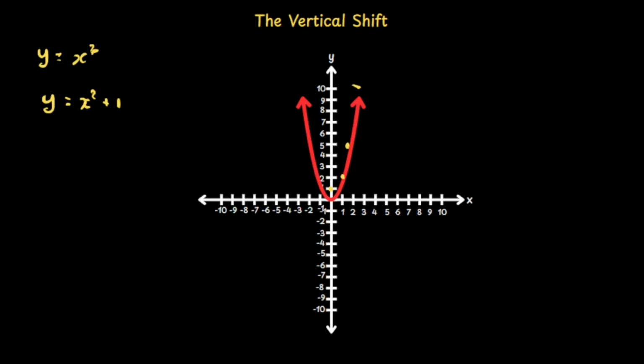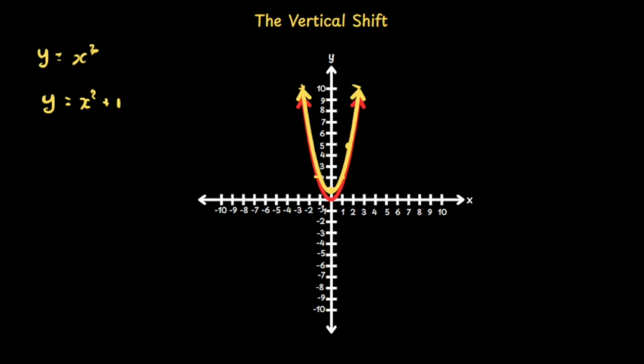Negative 1 squared is 1, 1 plus 1 is 2. Negative 2 squared is 4, 4 plus 1 is 5. Negative 3 squared is 9, 9 plus 1 is 10. Now, if we join all of these points, we would of course get a new shape, a new parabola for us to work with. I have joined these points together and obtained a new function, and that function is the yellow function on your screen right now.